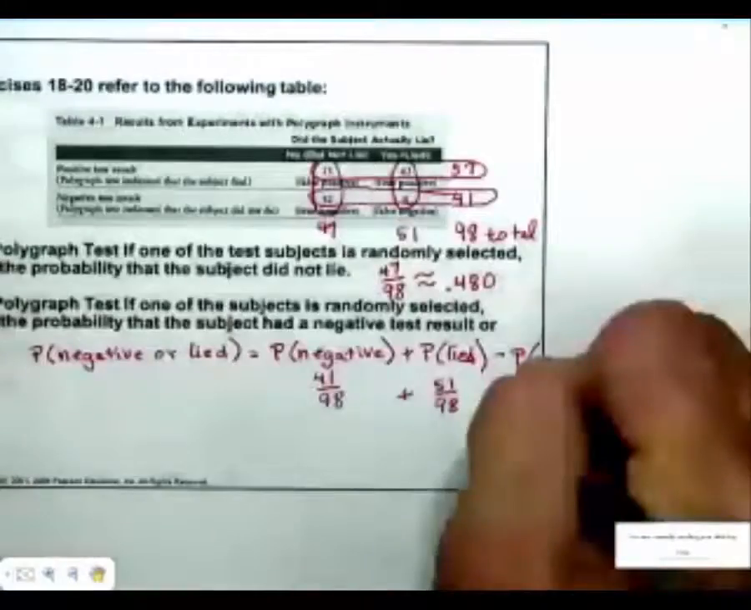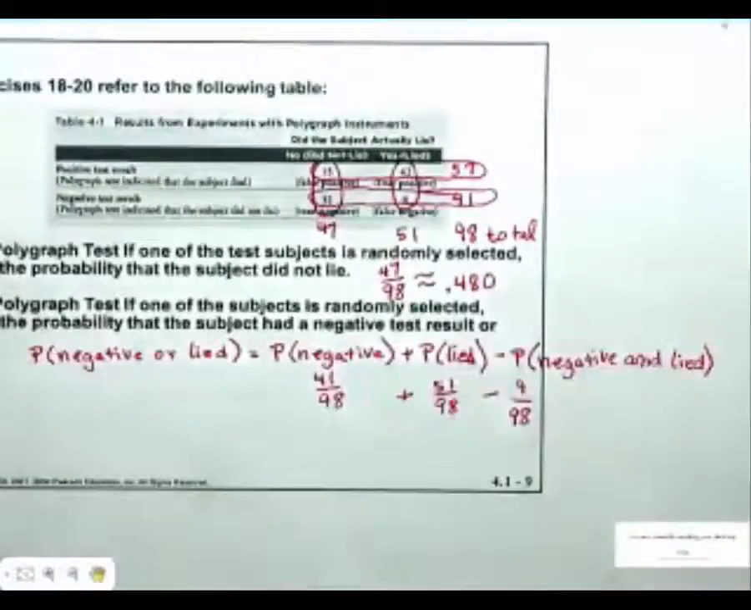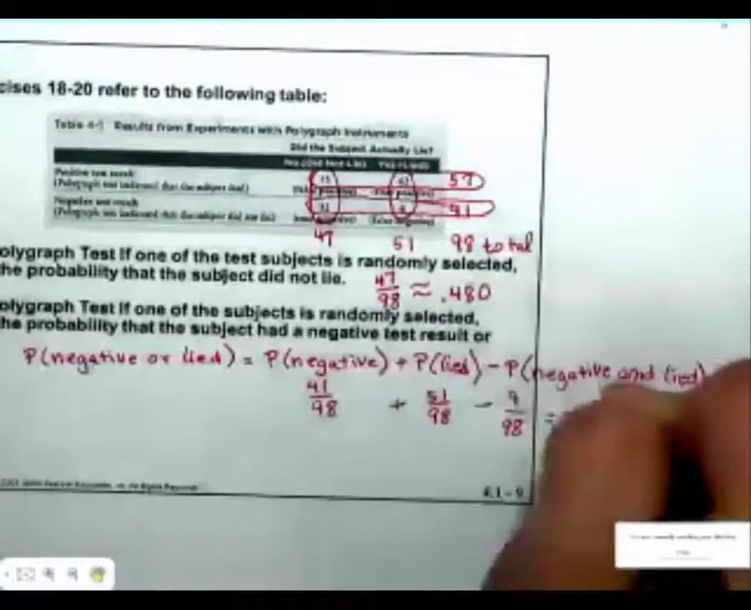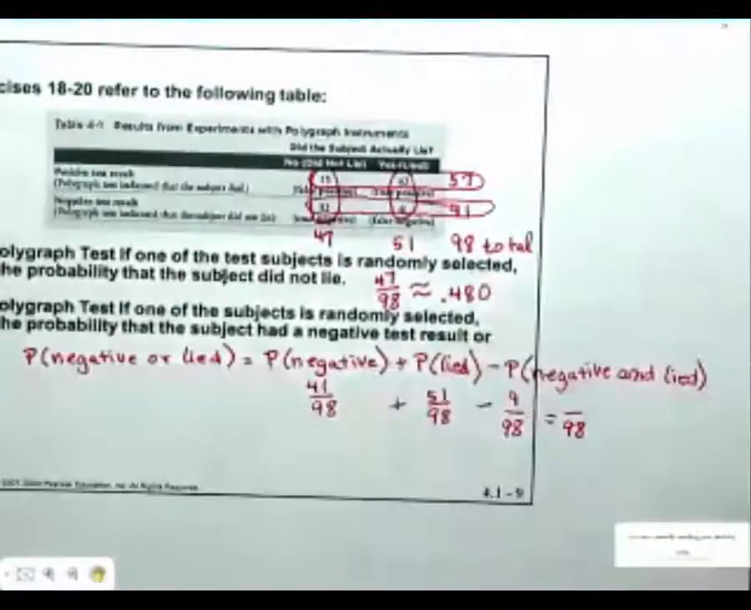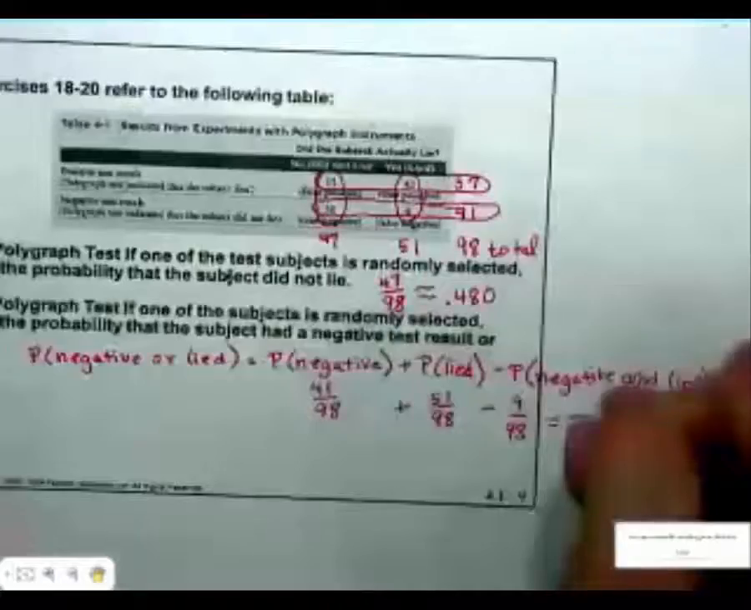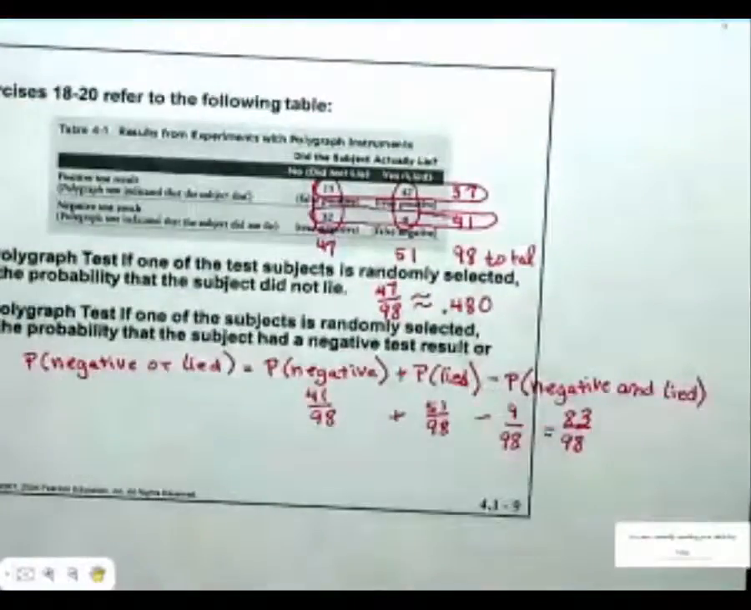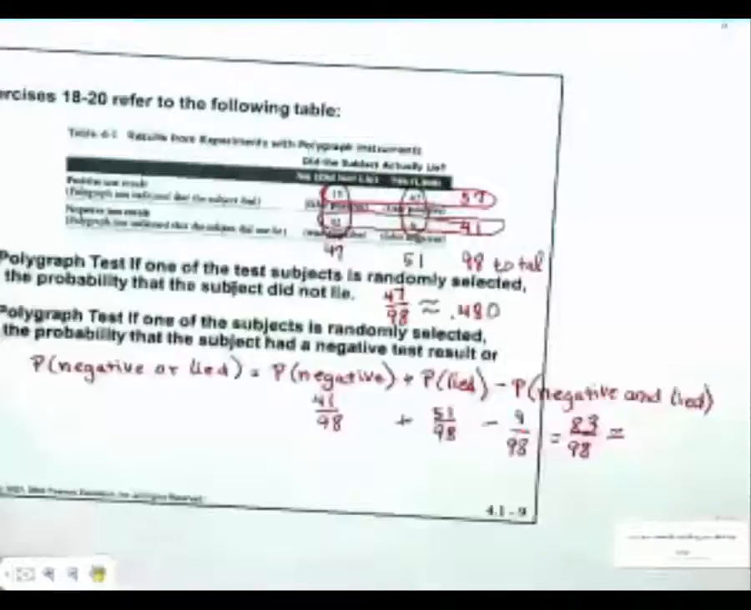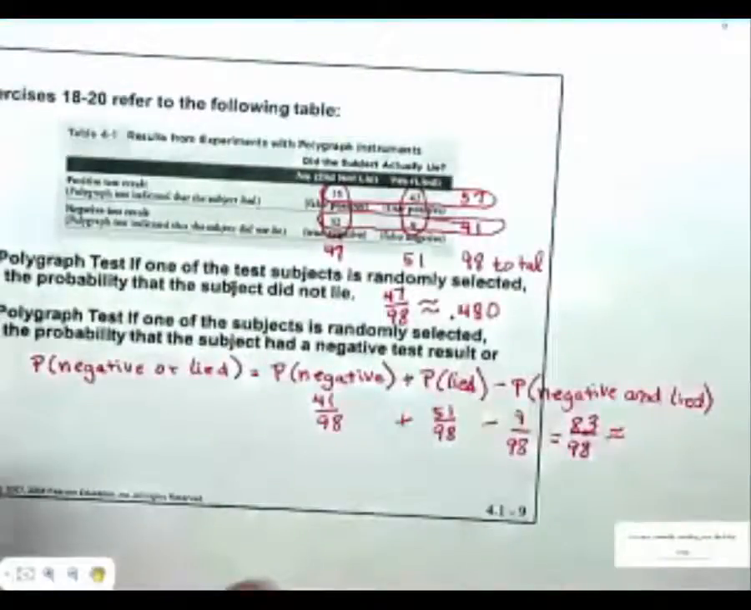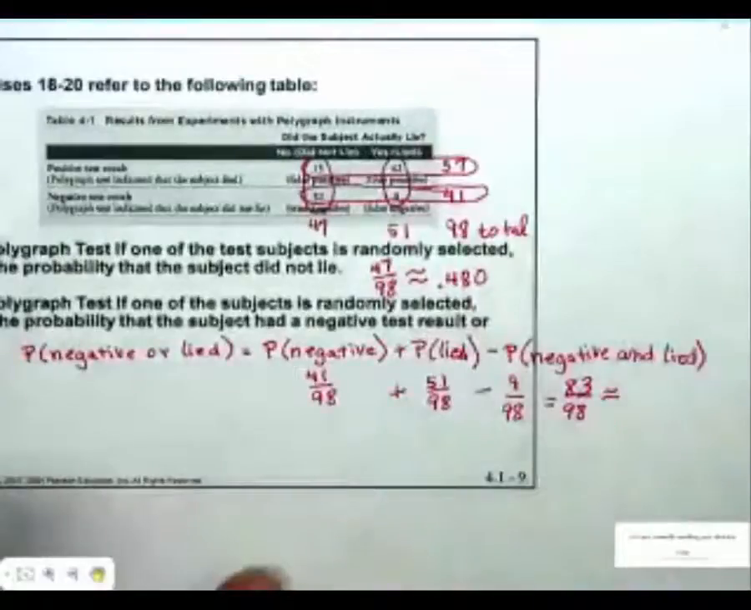I don't have to enter those 3 fractions on the calculator because they already have a common denominator. When I add them, I know my denominator is going to be 98, and it's much faster to punch 41 plus 51 is 92. 92 minus 9 is 83. So 83 out of 98 were either negative or lied. And what would that be to 3 decimal places? Someone, please? 0.998. Does anybody second that? All opposed? Somebody get a different answer?